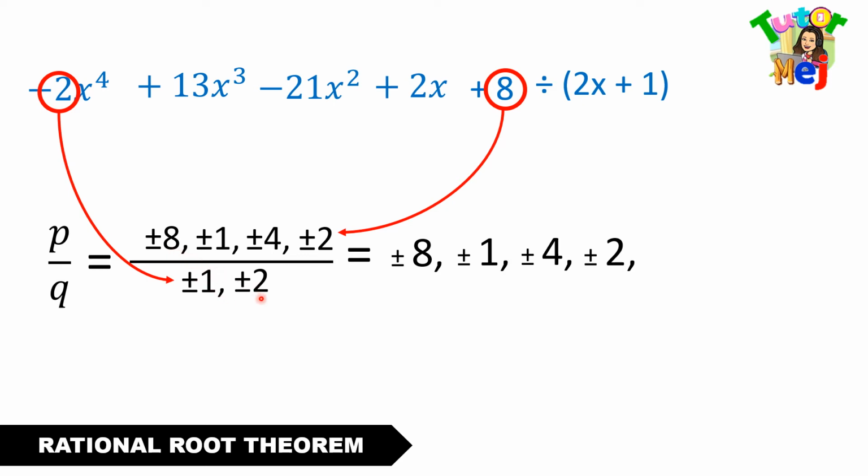Plus minus 8 over plus minus 2, we got plus minus 4. Plus minus 1 over plus minus 2, we got plus minus 1 half. Plus minus 4 over plus minus 2, we got plus minus 2. And plus minus 2 over plus minus 2, we got plus minus 1. So these are now the values to be tested. But this is not a guarantee that all of these are factors of the given polynomial expression, or roots of it. So let's start.